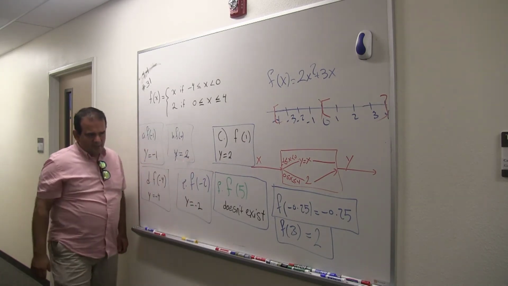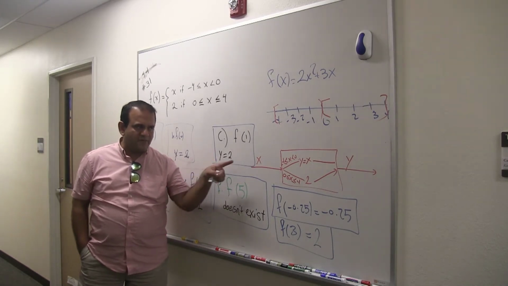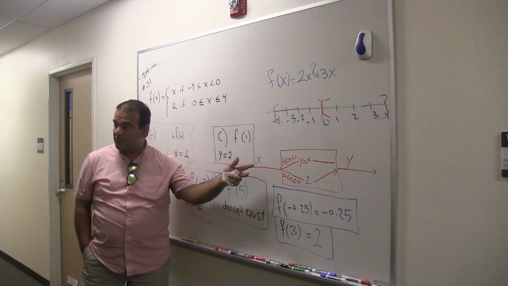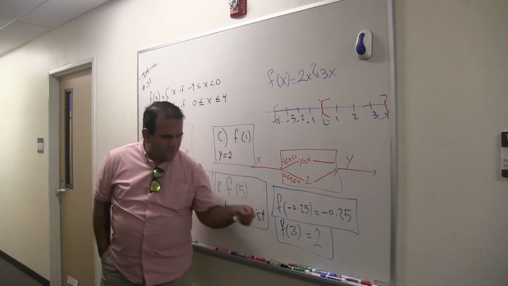The rest, you can work it out. f of 5. 5 comes to this machine. 5 is not between -4 and 0. It's not between 0 and 4 either. So the machine cannot do anything with it. So that's why there's no output. It doesn't exist.